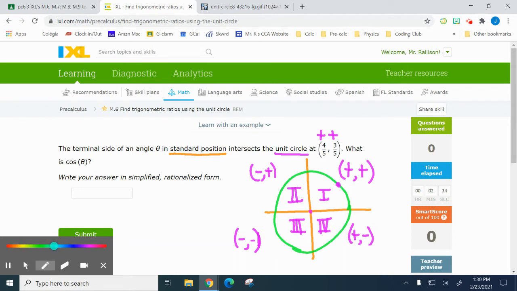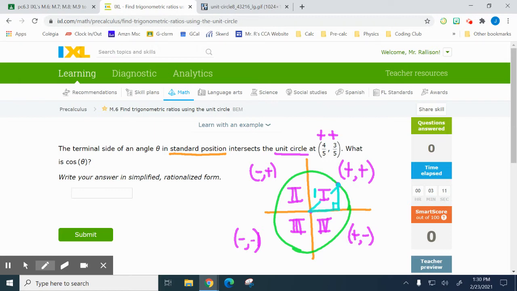Okay, so we know it intersects the unit circle, right? So if it intersects the unit circle at that point, the unit circle means the hypotenuse of a triangle you draw like this is going to be 1, right? Because that's the whole point of the unit circle, the radius is 1. So if you use the x and y coordinates of any point on the unit circle, you can make a right triangle with the x and the y coordinates, and the hypotenuse will be 1, which greatly simplifies the idea of finding sine and cosine, right?